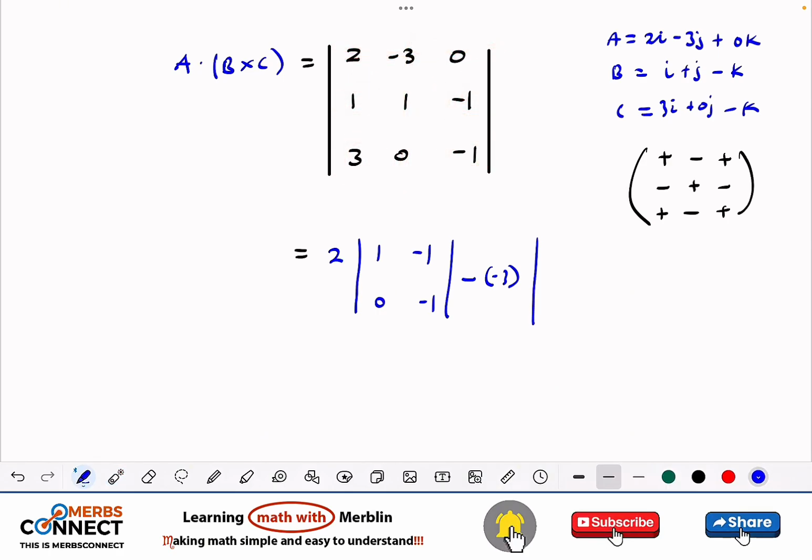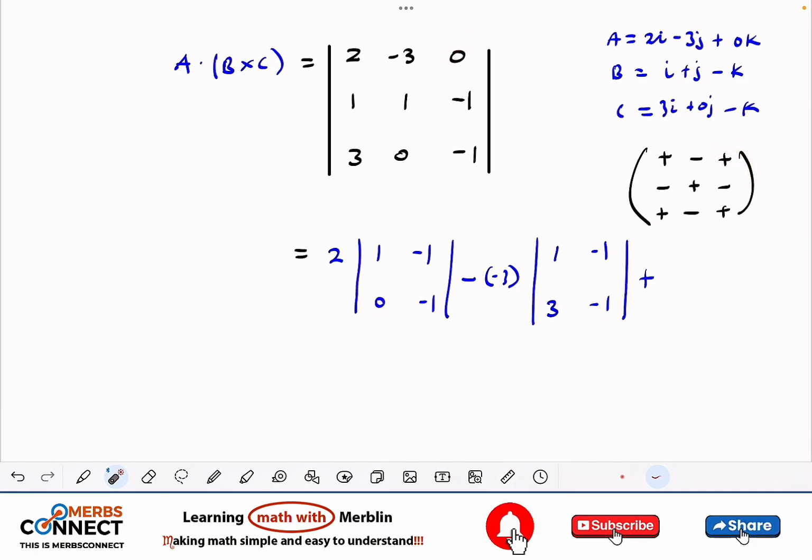So I'm going to have 1 minus 1, 3 minus 1. Plus, this is positive, but this is 0. 0 times any number is 0, right? So this is going to give us 0 times. But if you want to write the component, it's 1, 1, 3, 0. But basically, this is going to be 0 because the coefficient here is 0.